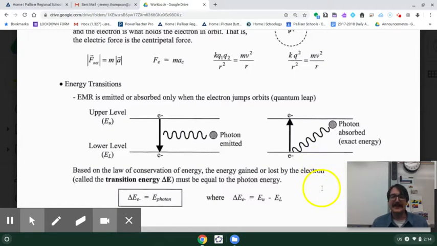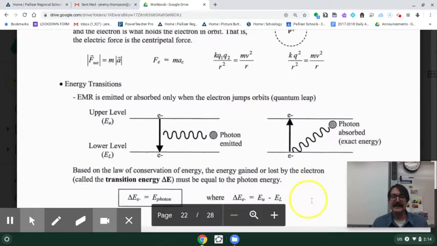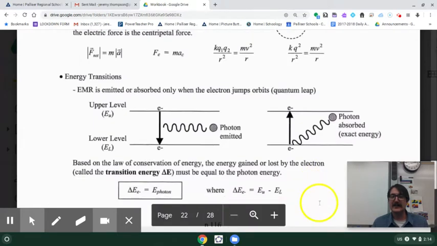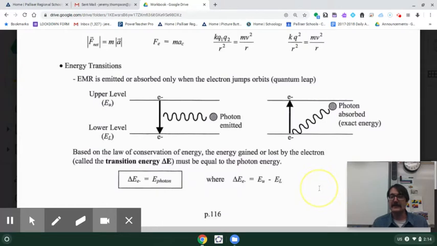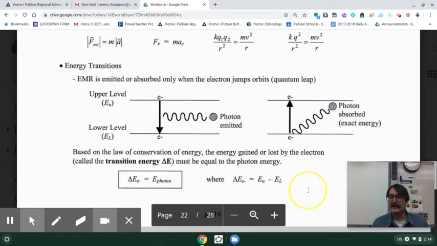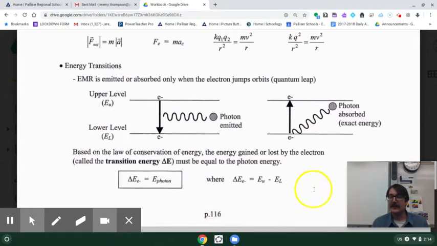Based on the law of conservation of energy, the energy gained or lost by the electron, called the transition energy, delta E, must be equal to the photon energy. So the change in energy for the electron is equal to the energy of the photon, where, of course, the change in energy of the electron is the upper energy level subtract the lower energy level.